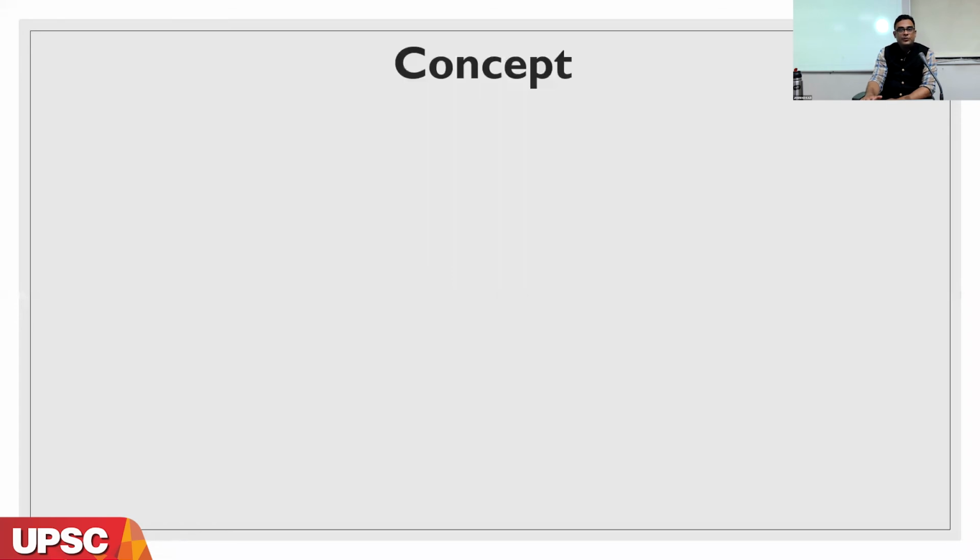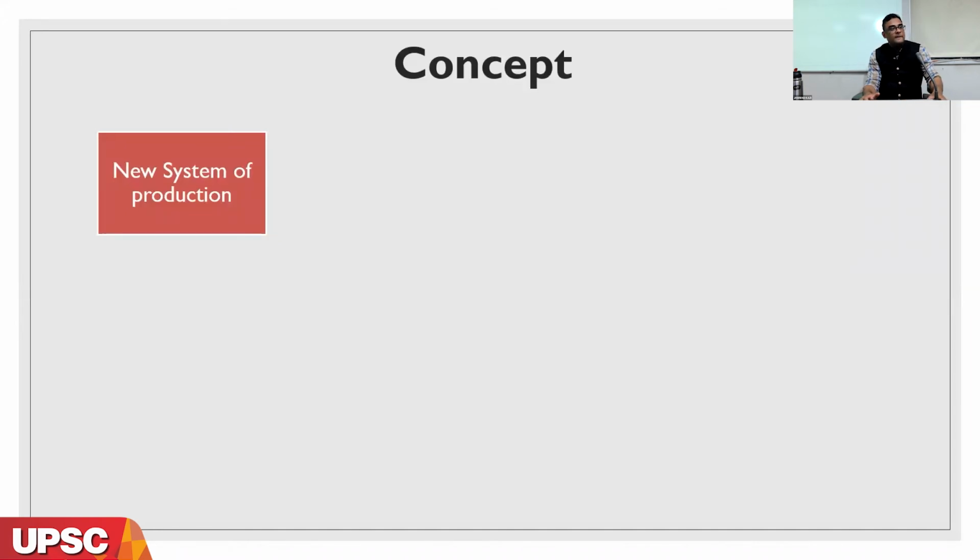Let us see the first concept. What is industrial revolution? Industrial revolution, as I mentioned earlier in the lecture, is what? It is a new system of production. When do we call something a revolution? When there is a sudden and massive change, then we call it a revolution. And what is this revolution connected to? It is connected to the system of production. The way mankind produced goods, in that system there is a change.